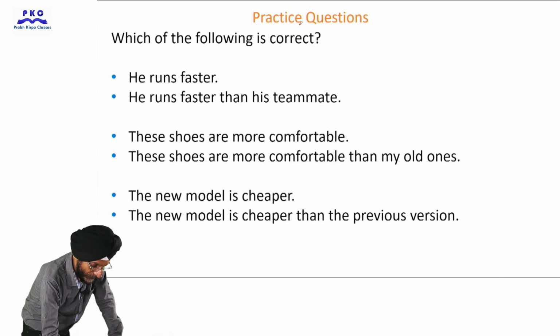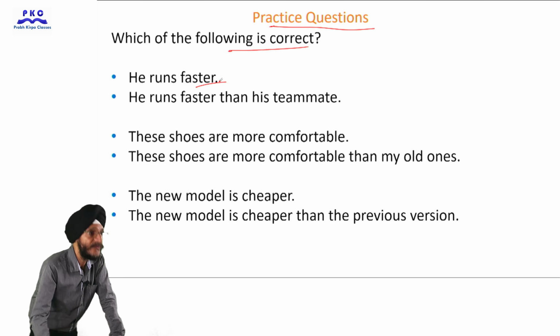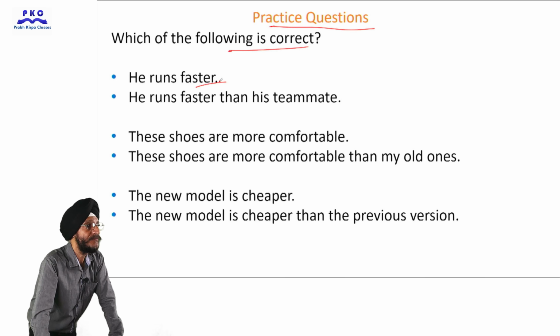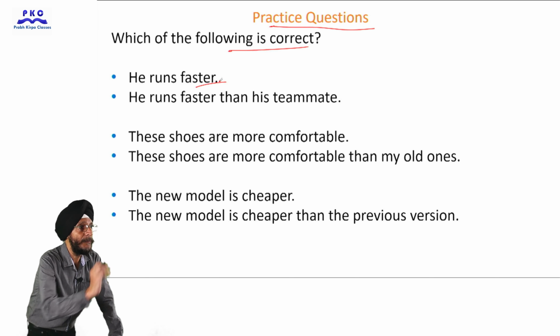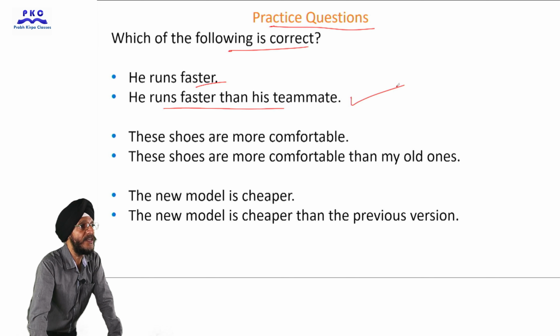Now practice questions. Which of the following is correct? He runs faster. Faster than what? There is an incomplete comparison. So he runs faster than his teammate. It is correct.